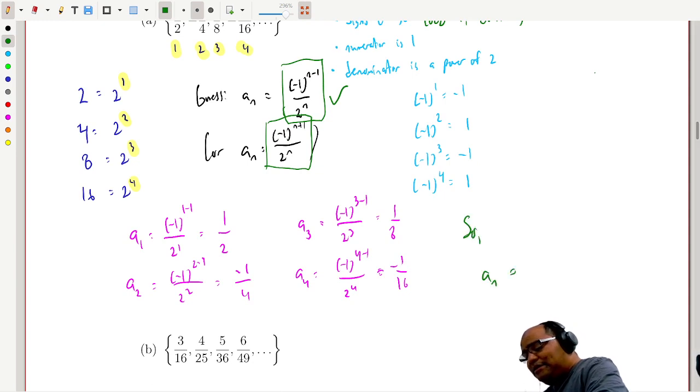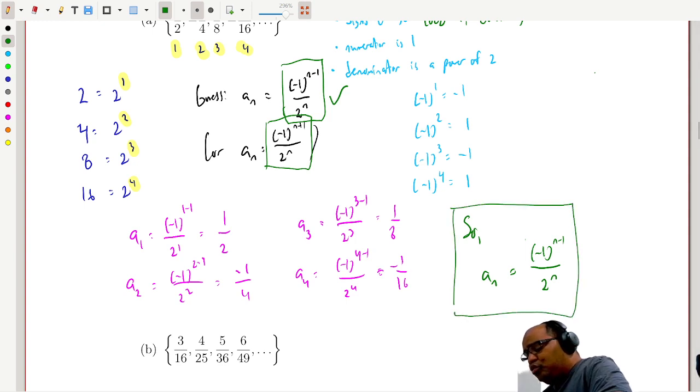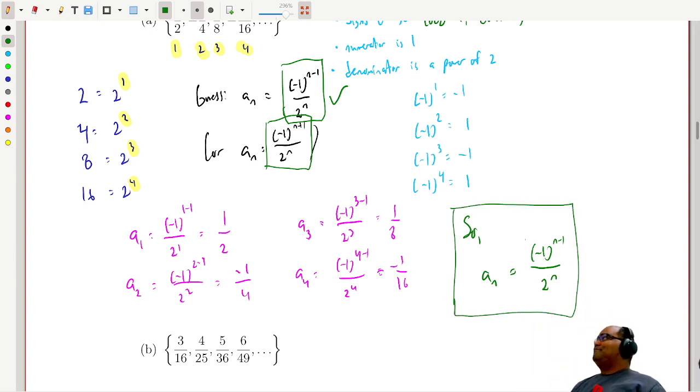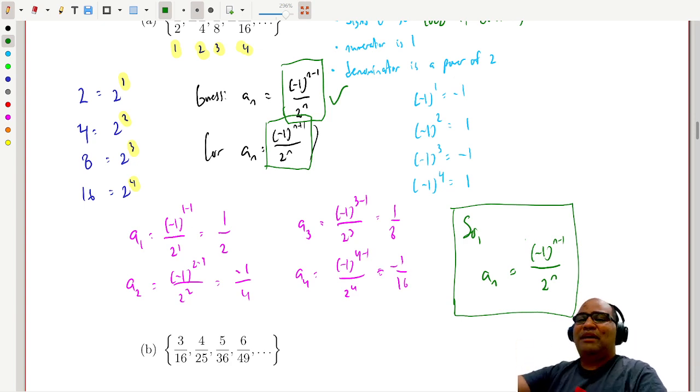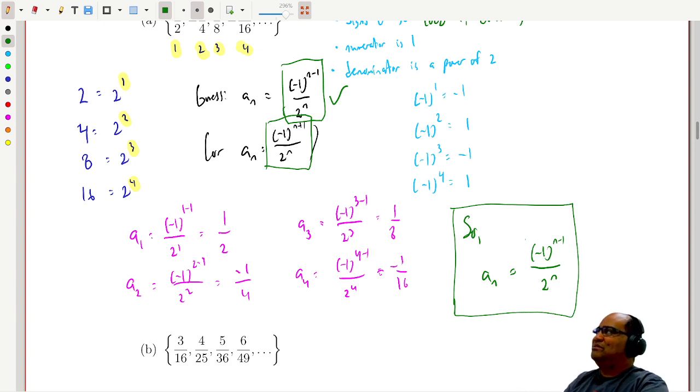So a_n is equal to, I'll use the first one that I wrote down, (-1)^(n-1) over 2^n. And that's our rule to generate the terms of that sequence. Okay, see how you have to be a little creative sometimes, right? Explore. Think about the patterns that you see, okay?